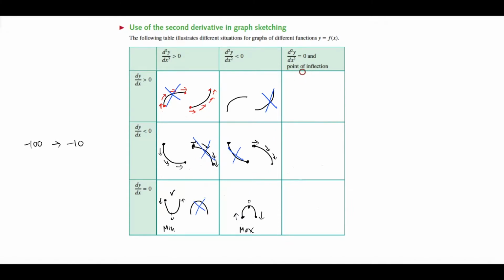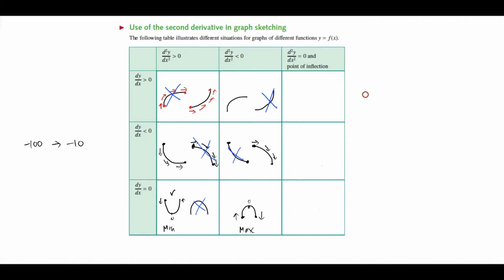So the second derivative is equal to 0. What that means, guys, is you get something called a point of inflection. Let me take a minute to explain what a point of inflection is. A point of inflection is when the concavity of a curve changes its nature.